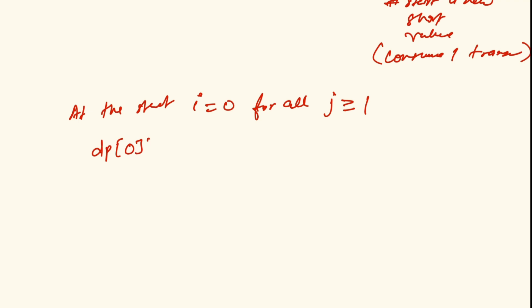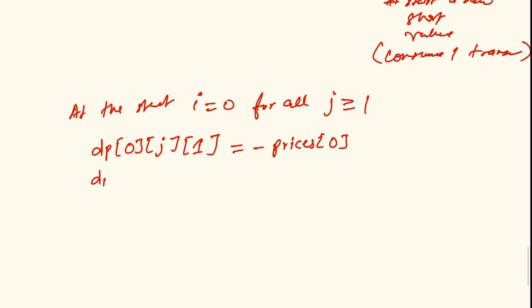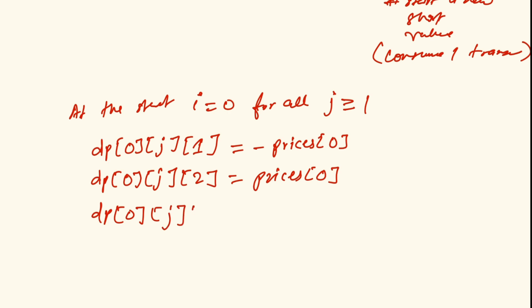Let's talk about the start. At the start, it means i is equal to 0, for all j which is greater than or equal to 1. So dp at 0, j, and 1, can we say that it is nothing but minus prices at 0? Similarly, dp at 0, j, and 2 will be prices at 0. When we talk about dp at 0, j, and 0, this will be nothing but 0, right? Remember, here we put the neutral, nothing.